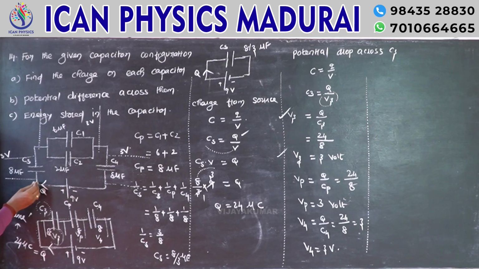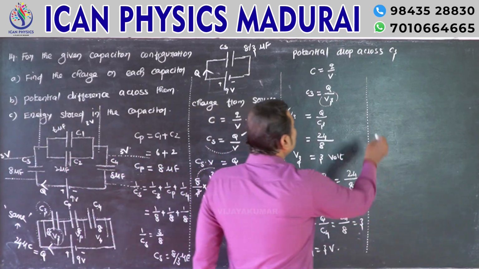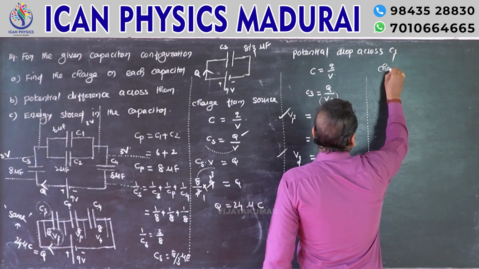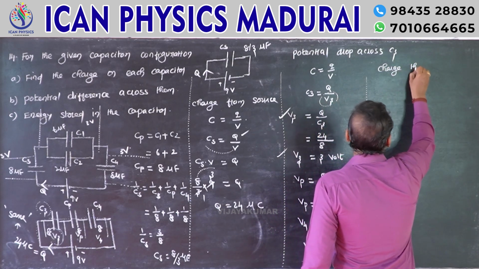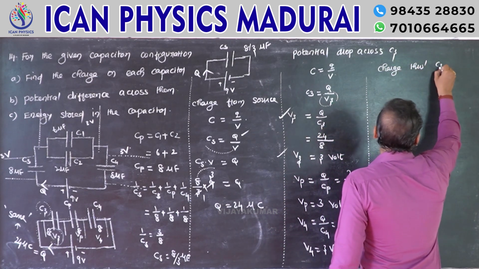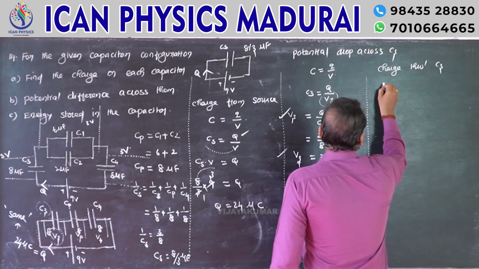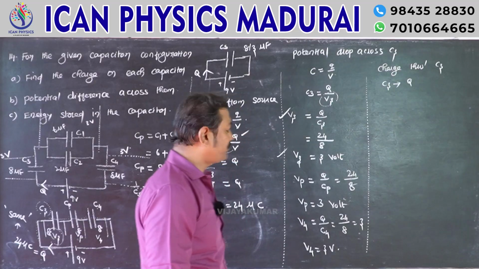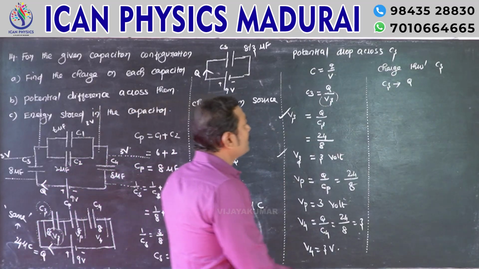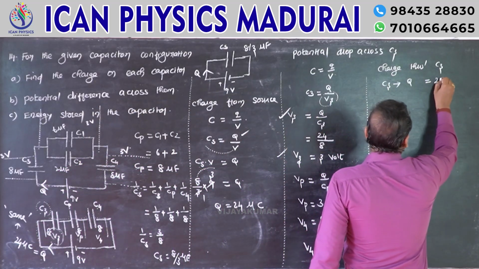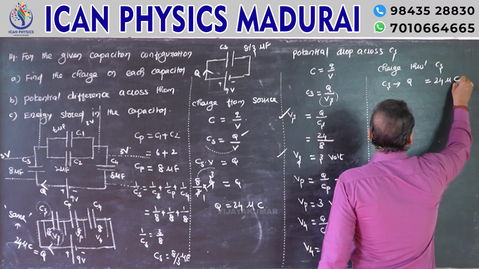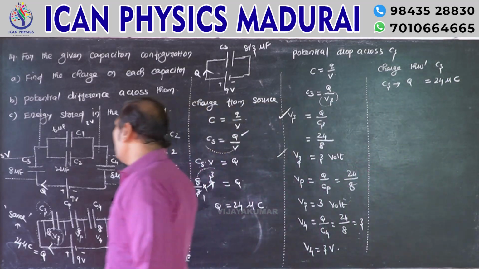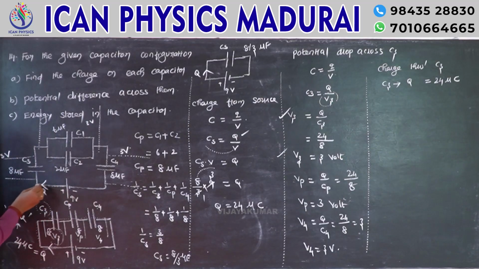The same charge flows through C3. So charge through C3, the same charge is flowing. So what is the value of charge? 24 microcoulomb. So Q equal to 24 microcoulomb. Okay. Now, once again, come to this stage.